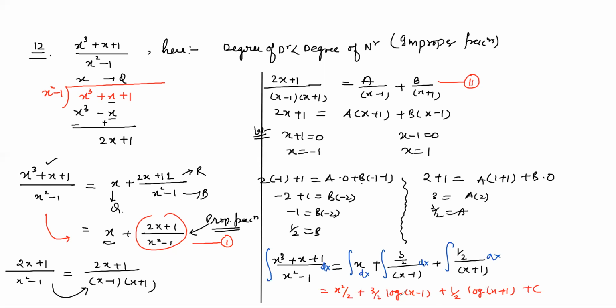I hope you all got to know about the concept of modulus over here. I hope you all got to know about the solution of improper fraction, that how we have proceeded. This was the long division. After doing the long division, I got a proper fraction. I have changed that proper rational fraction into the partial fraction, and after that I have rewritten the whole equation number 1, and then I have integrated it.